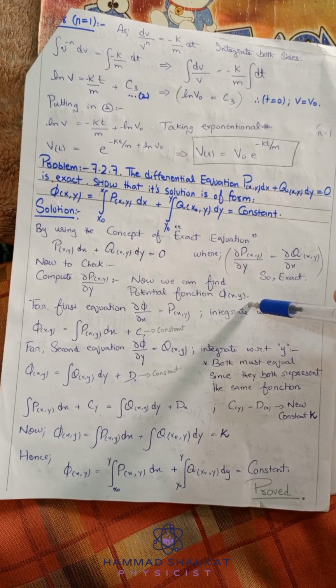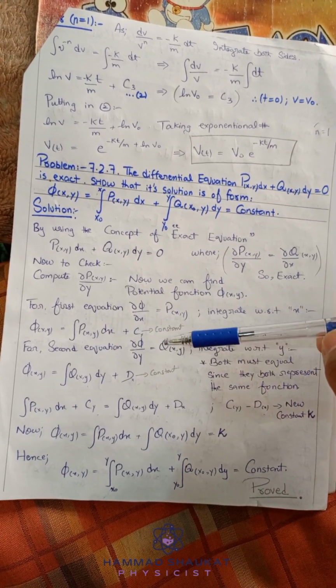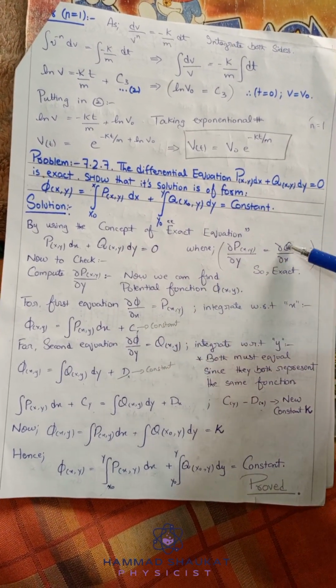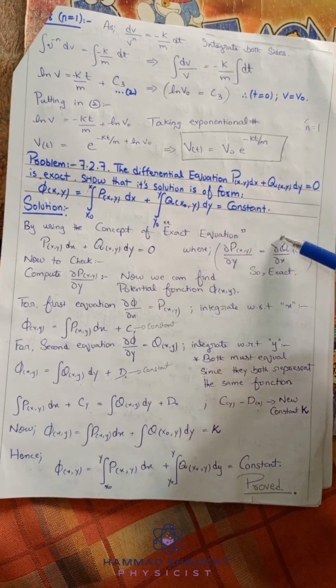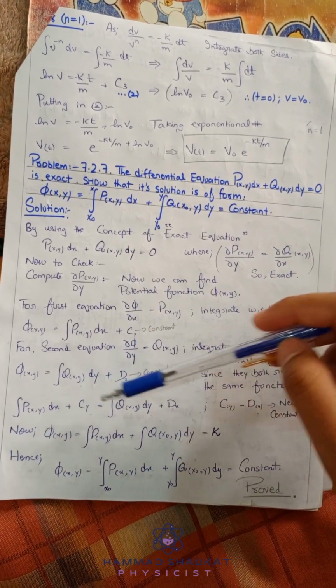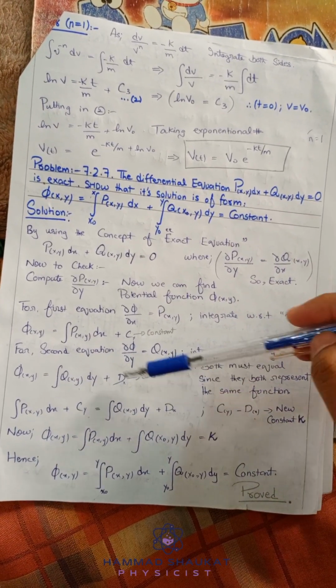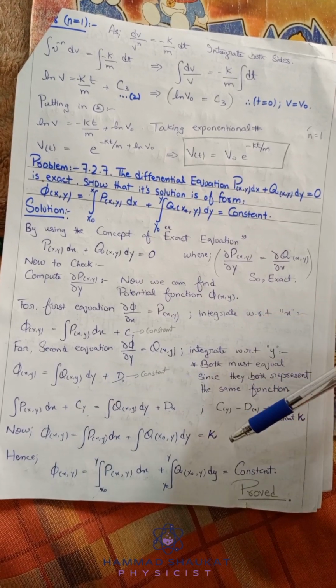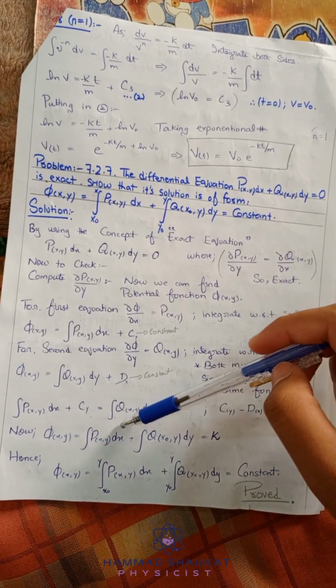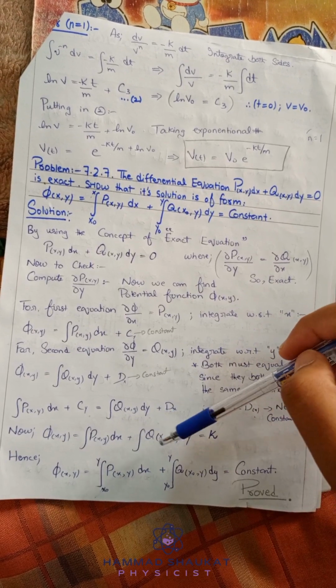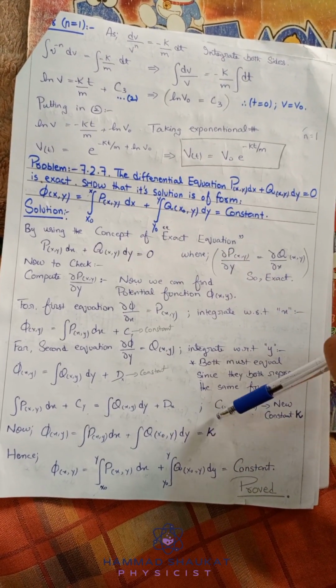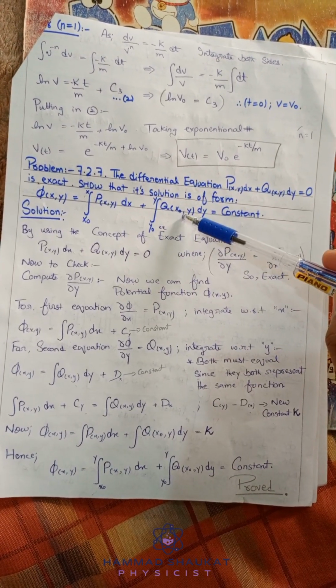Next, what's the next step? The next step is that you have to equate both, because both potentials are equal. So after comparing both, this constant cancels with that constant and becomes a new constant. I am taking k. So the integration of p of x,y plus the integration of q of x,y equals a constant. This is our final relation that we have to find.